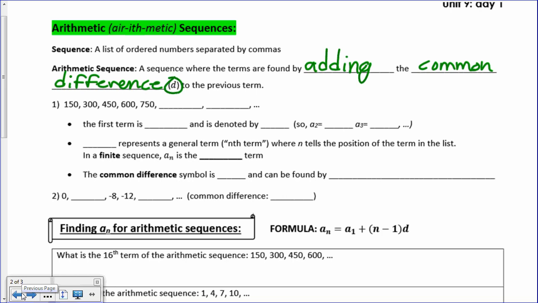What am I adding each time? 150. How'd you figure that out? The first one was 150. So how'd you know you were adding 150? You said what, in what direction? Backwards. So in order to figure out how to move forward, you subtract backwards. It's just like history. You think about your past in order to be informed on your future. So that's how a sequence works.